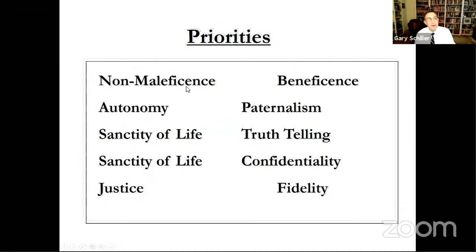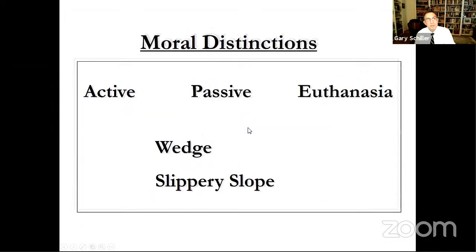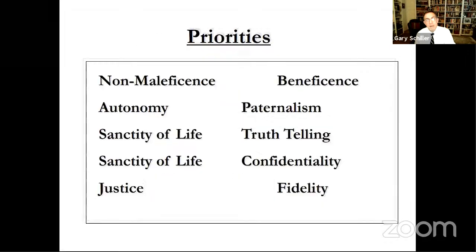And then here are the priorities. On the left side, we see the primary principles. I listed Sanctity of Life twice. And on the right side, the secondary principles that are operative in this very difficult case. I won't go into the moral distinctions yet about euthanasia, because I want somebody else to speak up, and how you would approach the case of the week, the patient of the week.